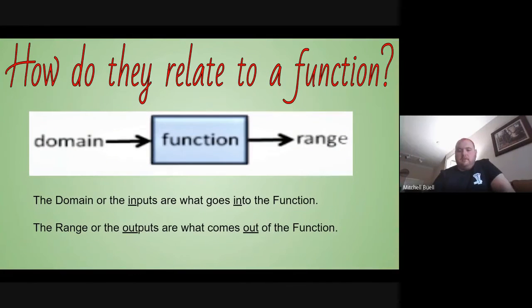How do they relate to a function? Well, if we take a look at the picture, we see the domain is what's going into the function, into that blue square. Then we see that what's coming out of the function is that range. So the domain or the inputs are what's going into the function. And the range or the outputs are what's coming out of the function.